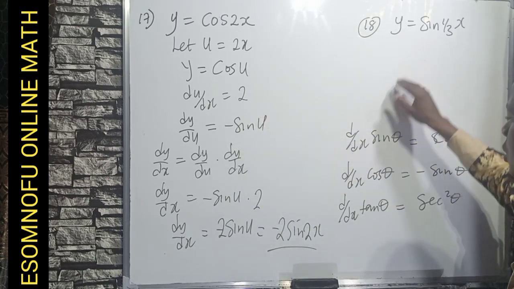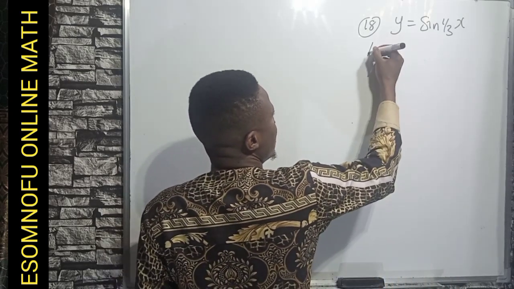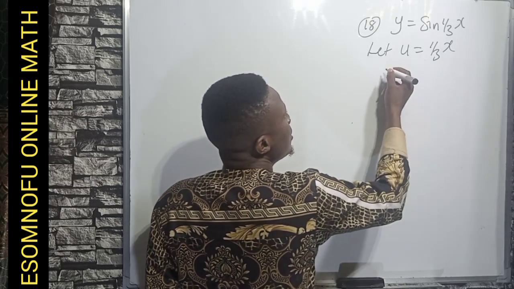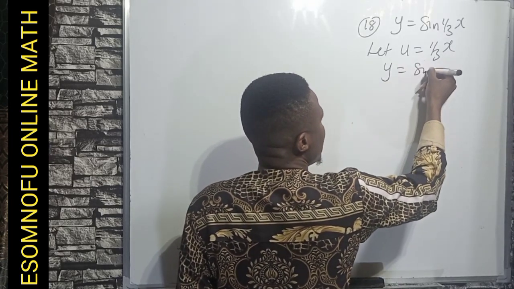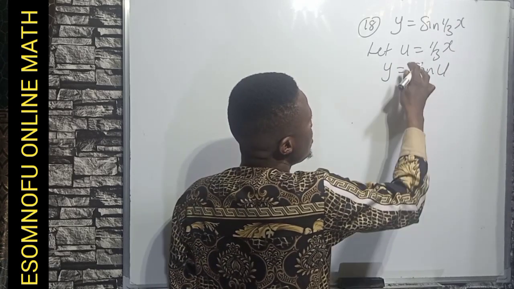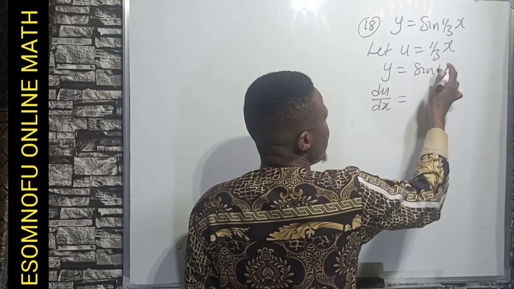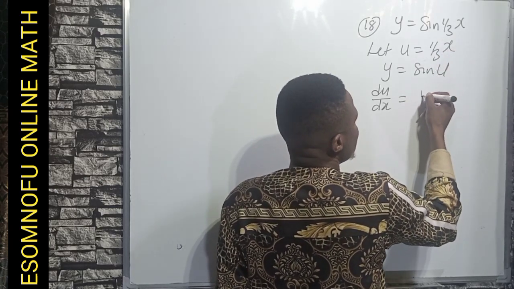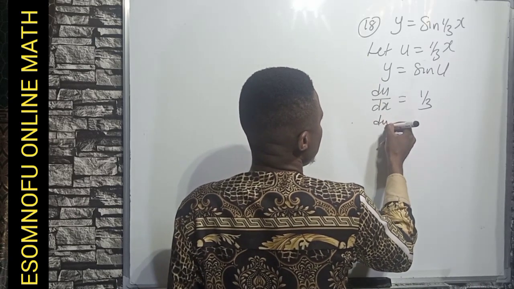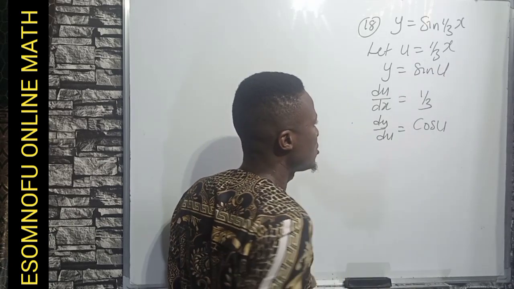So let us do the next one. Okay, for number 18, you can as well say let u be equal to 1 over 3x. Therefore, y means sine u, because 1 over 3x has been represented with u. So you take du dx. Du over dx will give us, if I differentiate this, just 1 over 3. Then dy over du will give me cos u. Whenever you differentiate sine, you get cos.